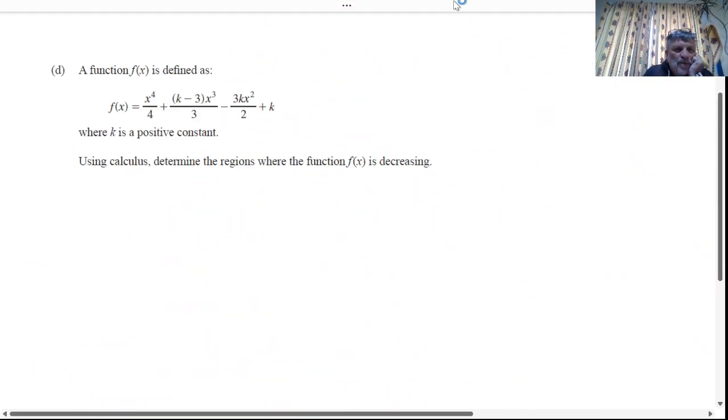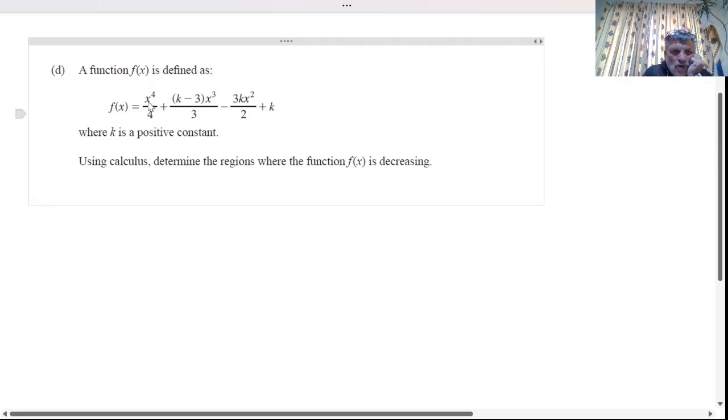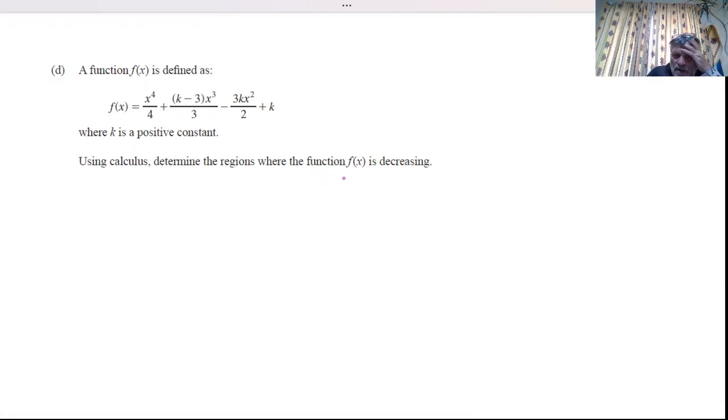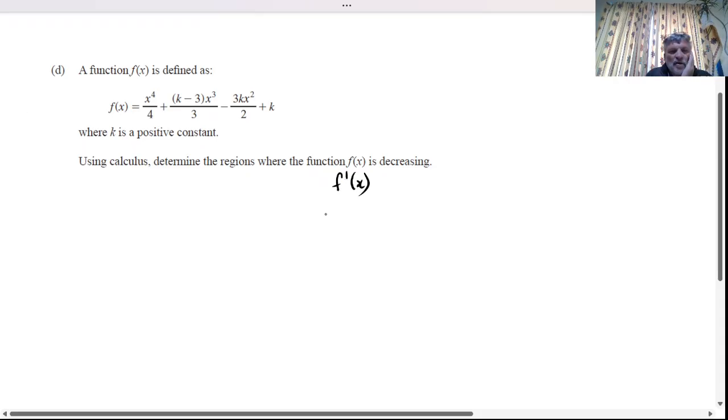So finally part D. Here we've got a function. Our function is quartic, power of 4. We're told that k is a positive constant. That's going to be useful in determining the details of the answer, and using calculus, determine the regions where the function is decreasing. The derivative tells us about the gradient. A function is decreasing when the gradient is less than 0. So that's basically the problem we're trying to solve here.